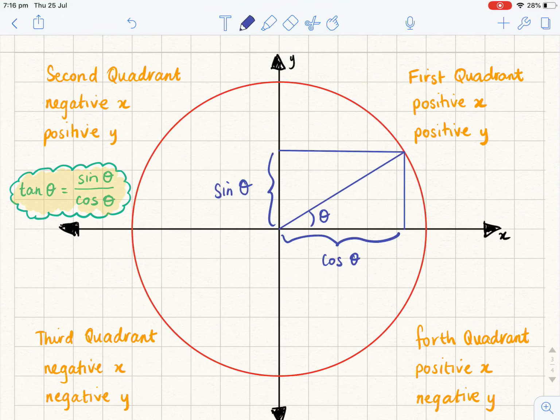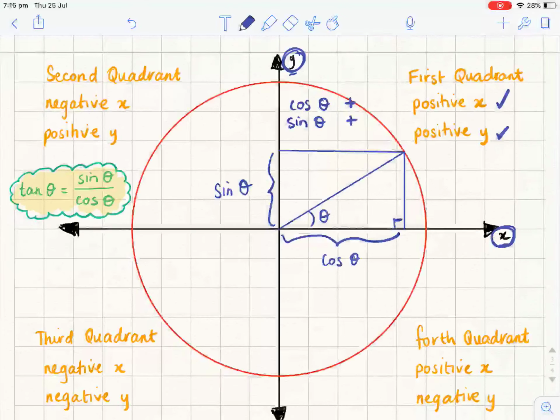If we think about that in really simple terms, if the horizontal distance is cos, then that means cos links with the x-axis. And if the vertical distance is sine, that means it links with the y value. So in the first quadrant, both my x value and my y value are both positive. So if the x value is positive, we can say that cos theta is positive. And if the y value is positive, we can say sine theta is positive.